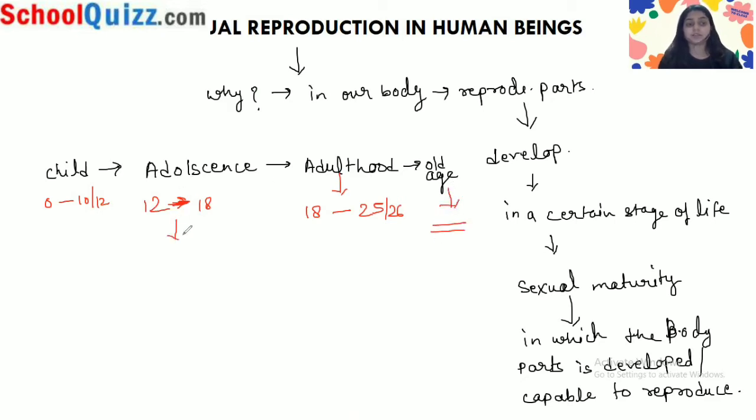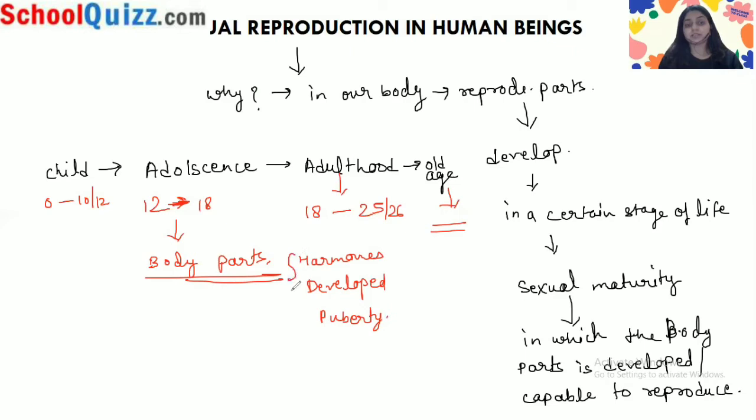So in the adolescence period our body parts develop. At the time of adolescence, many hormones are secreted in our body, our body parts develop, and basically puberty comes. So what is puberty? Puberty is nothing but the development of your body parts and the secretion of hormones inside your body, okay. So in the puberty age there are many developments in our body parts in both boys and girls.